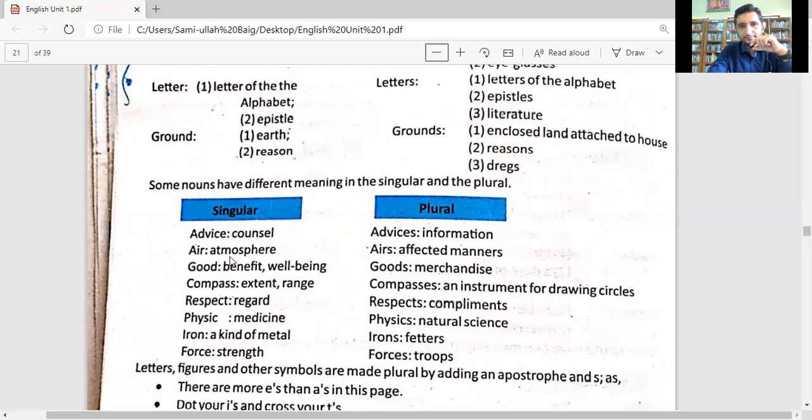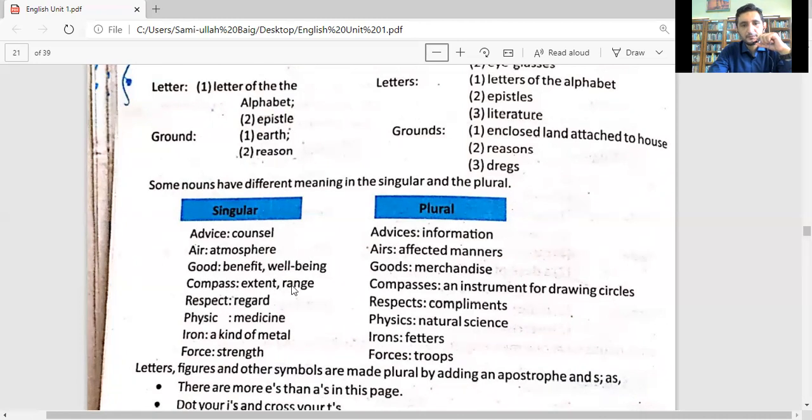Similarly, air. Air is something that we breathe from the atmosphere, but when you say someone has got airs, it means कि उसका दिमाग आसमान पे चढ़ गया, affected manners. खुद को बढ़ा चढ़ा के पेश करना या खुद को बड़ा शो करना. In that sense, when somebody has got airs, it's used that way. Good, अच्छी चीज़ को कहा जाता है, but goods चीज़ों के लिए इस्तेमाल होता है. अच्छा और चीज़ें. Goods in a shop.